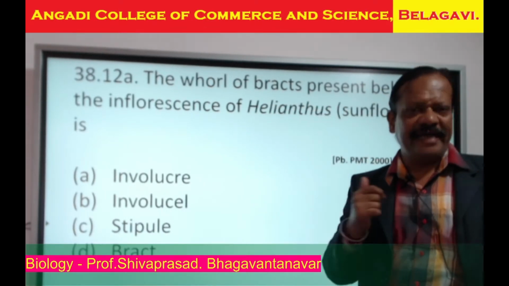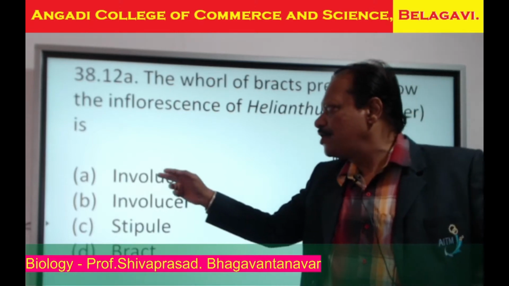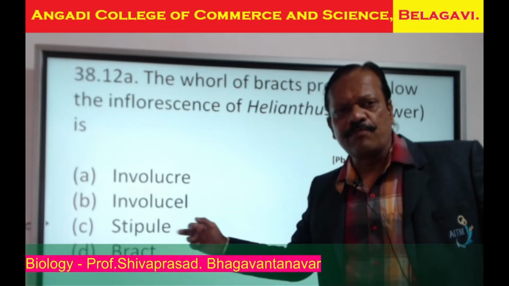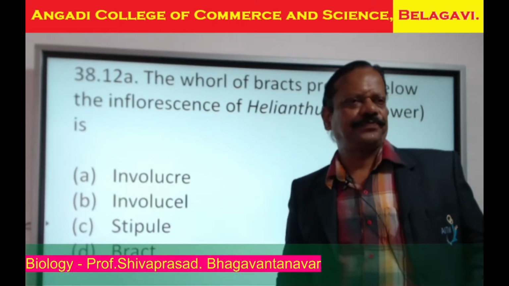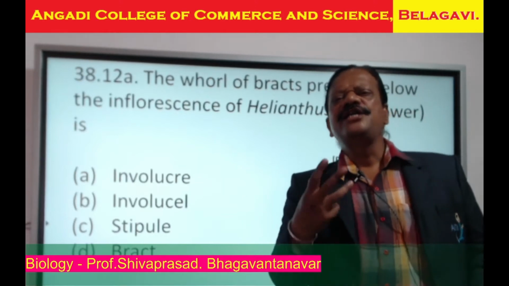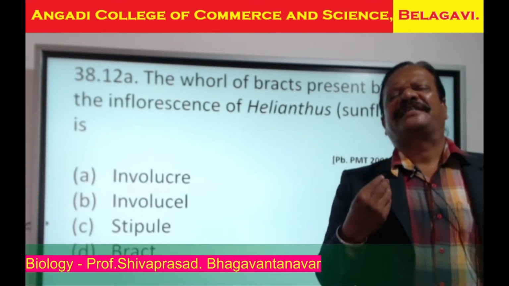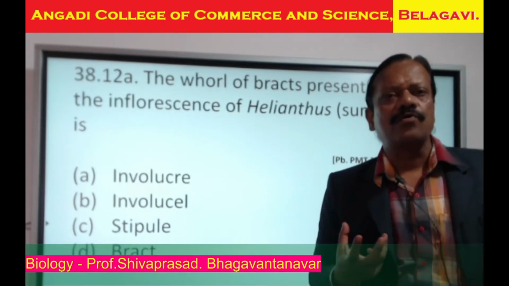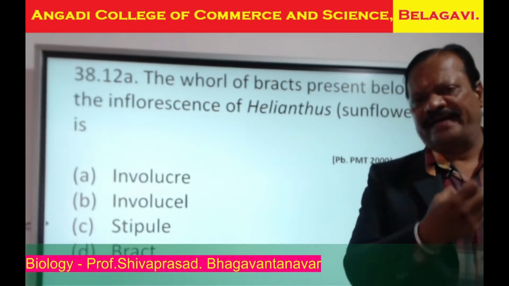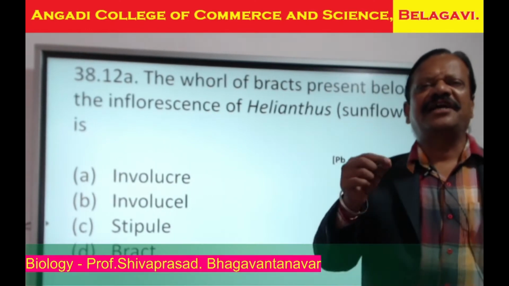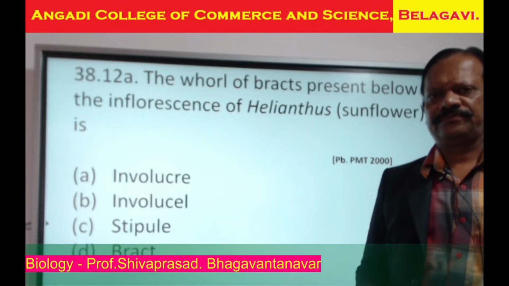Helianthus annuus is. Here, involucre, stipule, bract. Here, the involucre, they are the special type of green structures which are found below the flower base. And they are in a circle. They are greenish leafy structures.